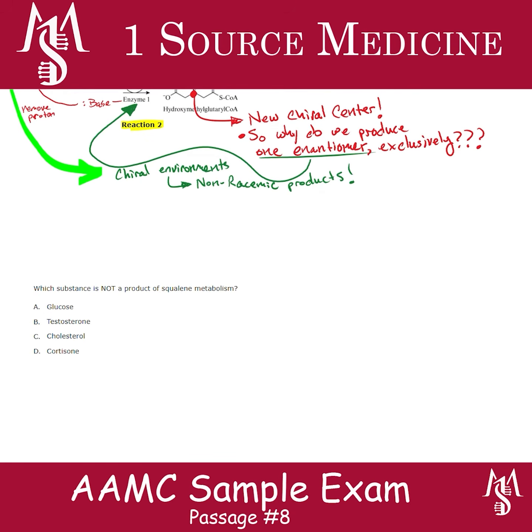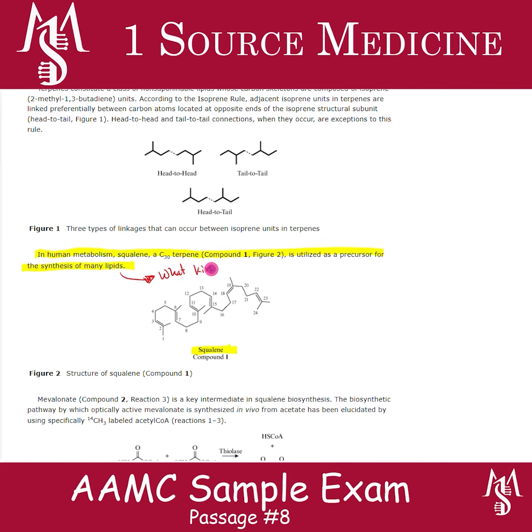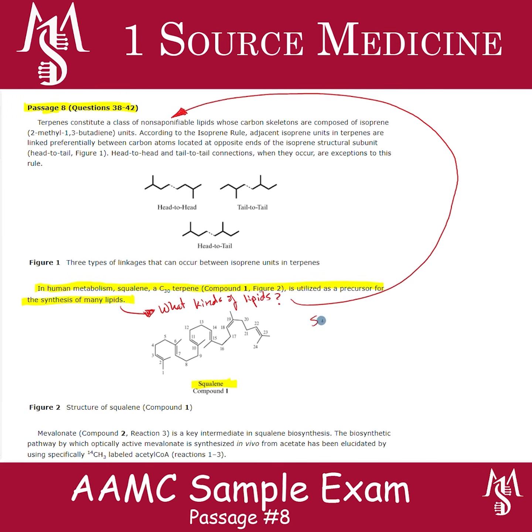The final question here turns out to be the simplest of the bunch, so we're going to go ahead and knock it out and then wrap this thing up. The question asks which substance is not a product of squalene metabolism. Outside the context of this passage, most of you would probably find this question impossible due to the simple fact that you have no idea what a squalene is. However, if we scroll back up and take a brief glimpse of the passage, we can determine that squalene is simply a precursor for cholesterol synthesis.